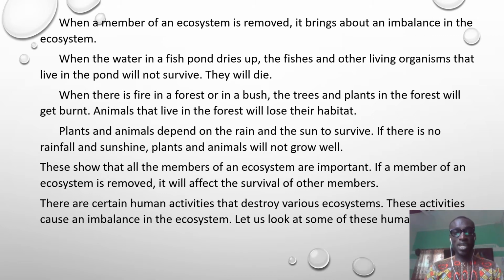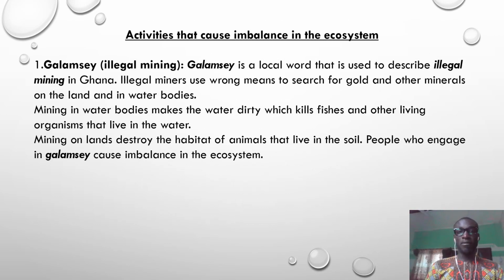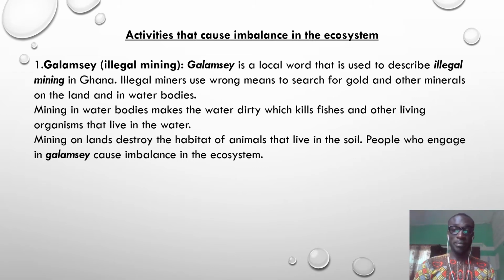There are certain human activities that destroy various ecosystems. These activities cause an imbalance in the ecosystem. So now let us look at some of these human activities that cause imbalance in the ecosystem. So the following are some activities that cause an imbalance in the ecosystem.